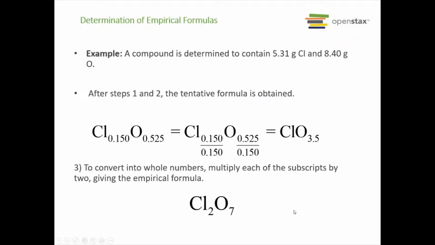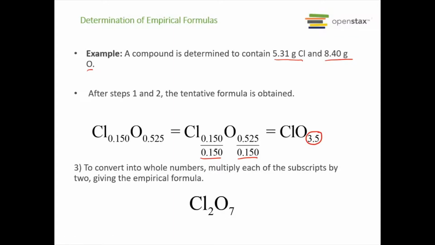Here's another one. We're told 5.31 grams of chlorine, 8.40 grams of oxygen. Okay, so we're skipping looking up the molar mass and changing them to moles. You guys can go from mass to moles by now. So we end up getting 0.150 moles of chlorine and 0.525 moles of oxygen. So we divide both by 0.150. And what we find is the oxygen comes out to be 3.5.